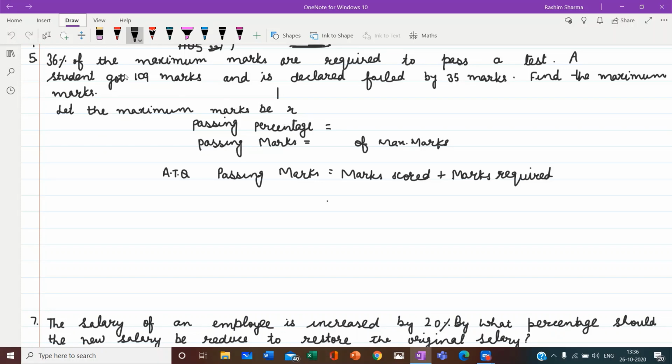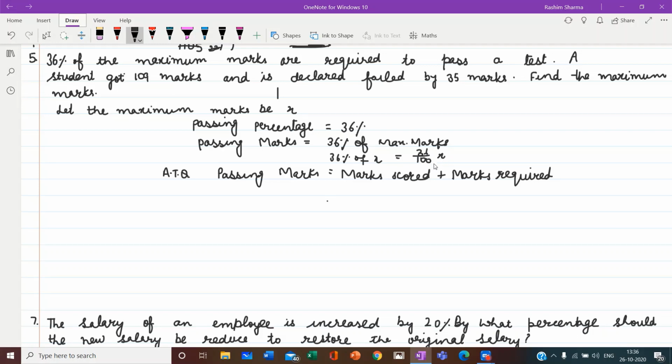Now passing percentage, we are given here 36%. 36% of the maximum marks is required to get passing marks. Now what will be the passing marks? It is 36% of maximum marks. It means 36% of x. It will come as 36 upon 100 x.